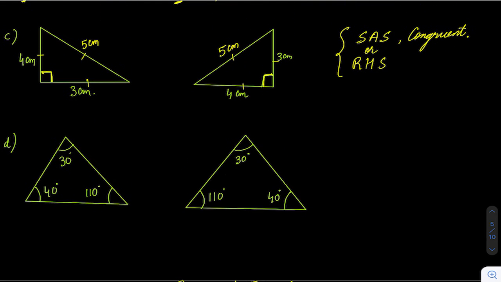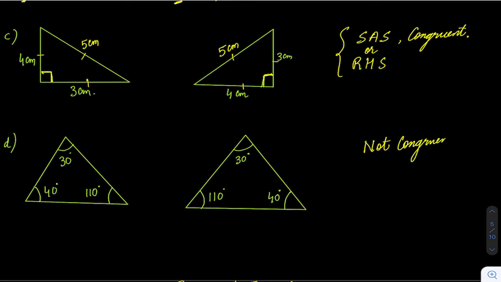Okay, last one. Two triangles are there. All angles are equal, 30, 40 and 110. If angles are equal, triangles are not necessarily congruent. So I can say not congruent.